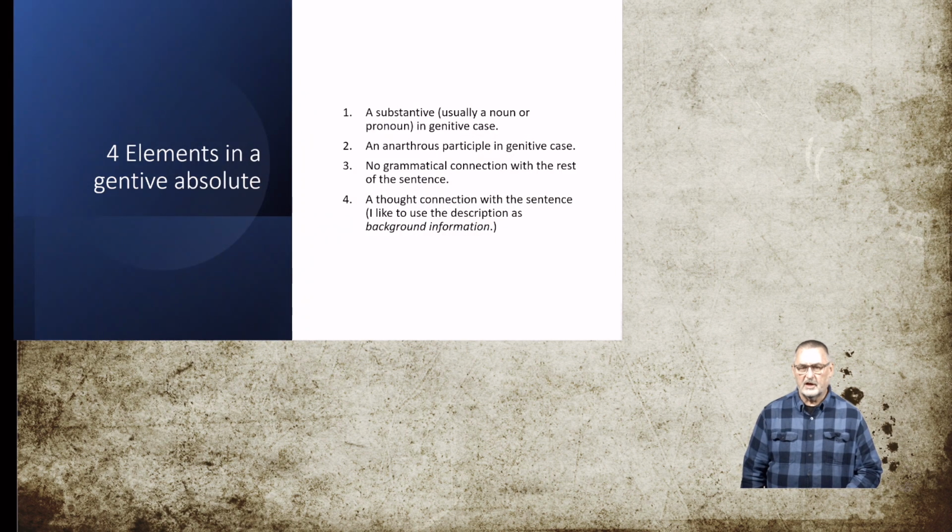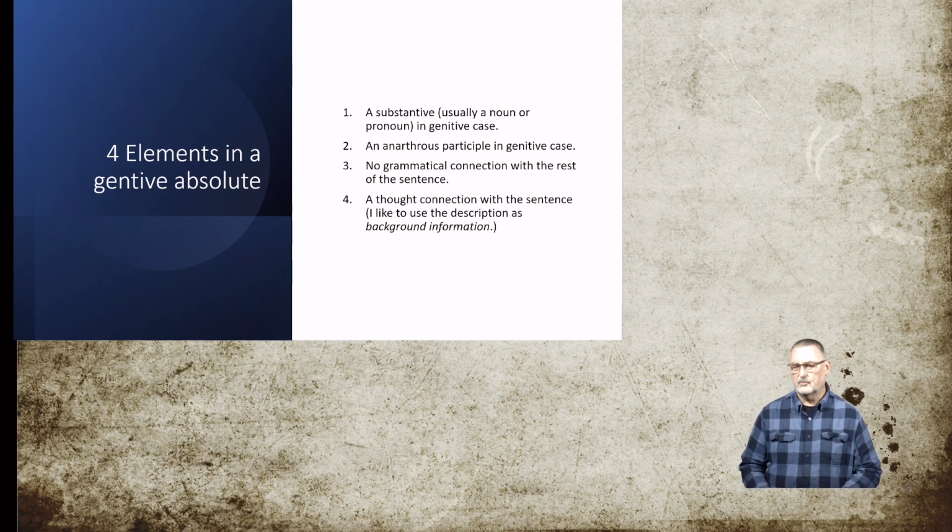Now, to have a genitive absolute construction, you need four elements. First, you have a noun or pronoun, a substantive, that is in the genitive case. You have an anarthrous participle, also in the genitive case. There will be no grammatical connection with the rest of the sentence or the main clause of the sentence, but there will be a thought connection with the sentence. I like to use the description that the genitive absolute provides background information. So let's look at some examples.